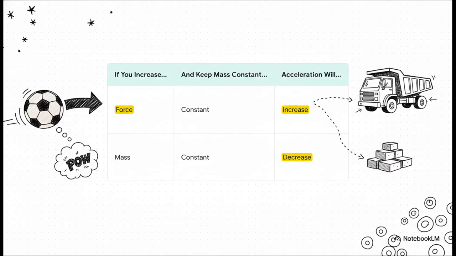The law tells us that an object's acceleration is directly proportional to the force you apply, but inversely proportional to its mass. What does that actually mean? Well, it's pretty intuitive. If you kick a soccer ball, the harder you kick it, more force, the faster it's going to accelerate off your foot. Simple. But now imagine trying to apply that exact same kick to a giant truck. The truck has way, way more mass, so the same force is going to produce a tiny, barely noticeable acceleration. More force, more acceleration. More mass, less acceleration. It's that simple and that powerful.